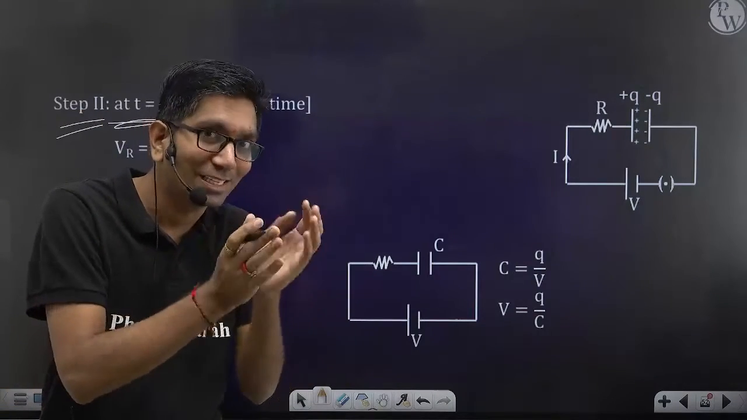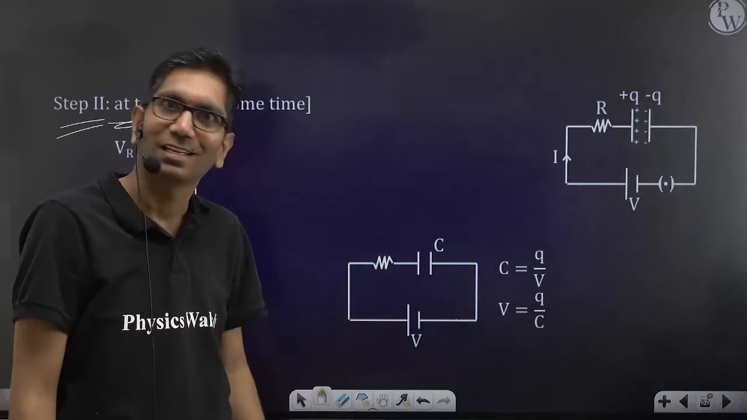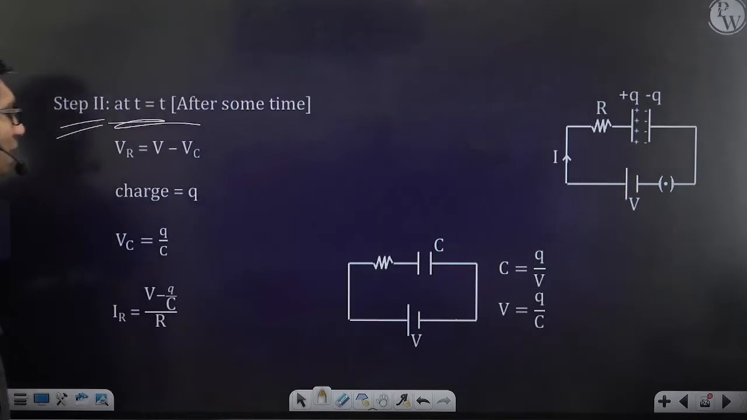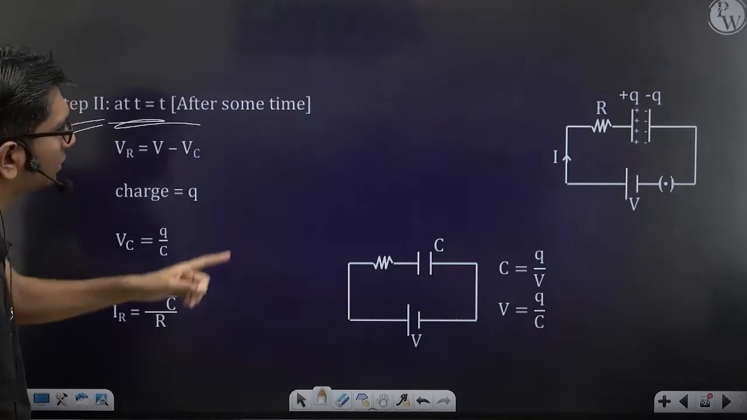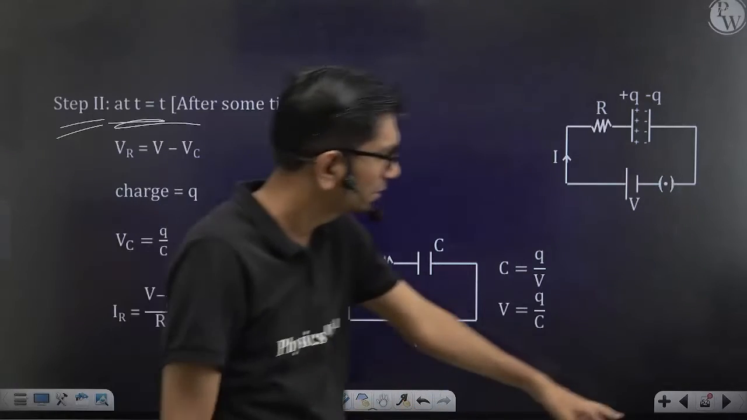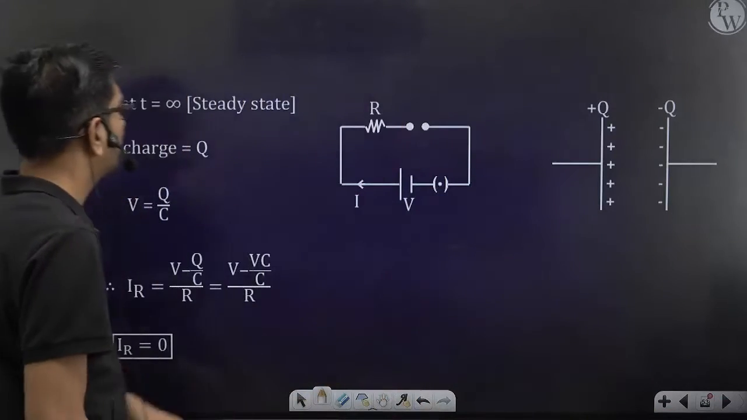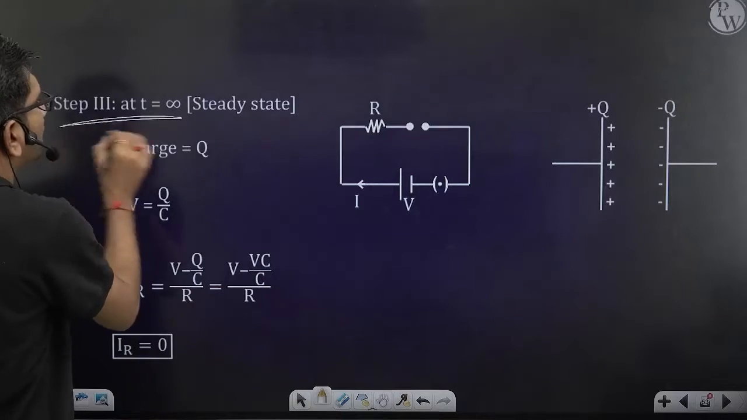Slowly the capacitor gets charged, right? Slowly it gets some charge. This is the derivation part, it is not required. Step 3 is important.